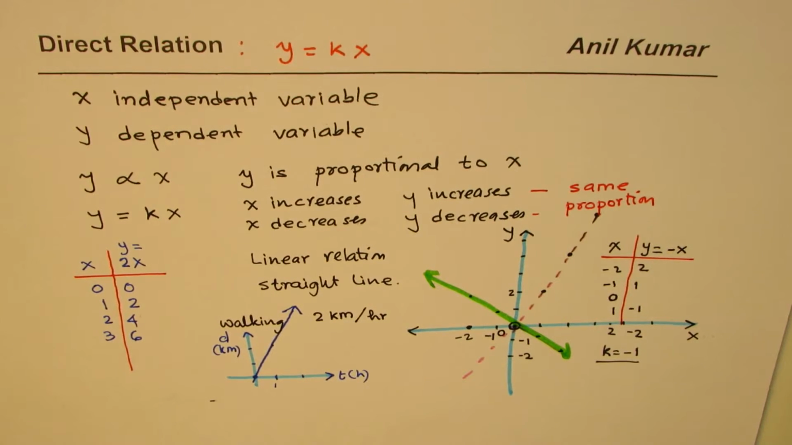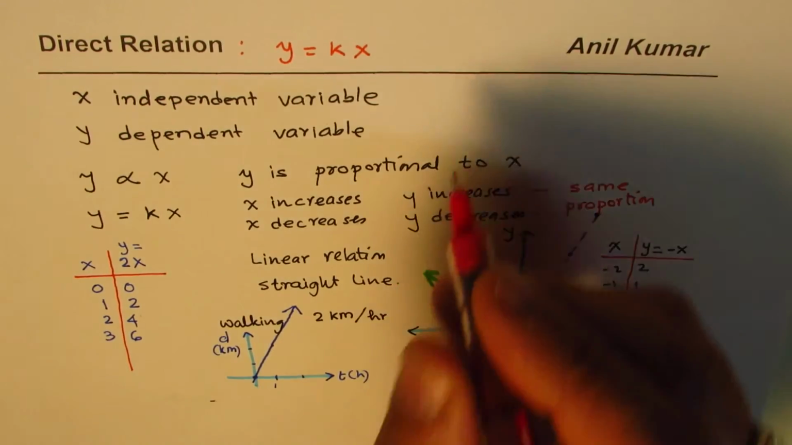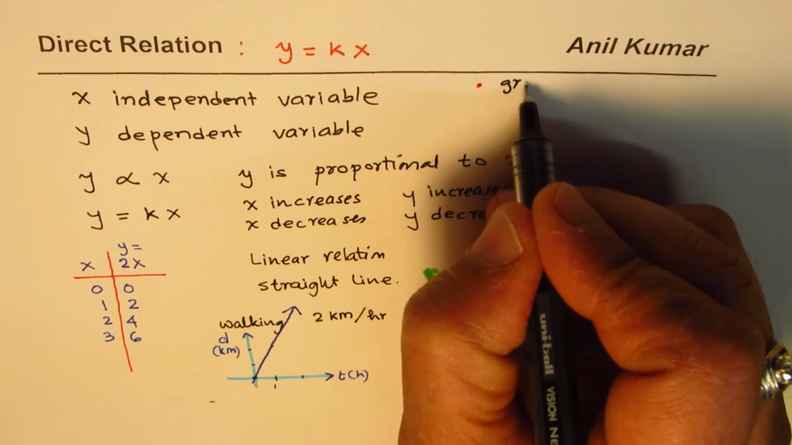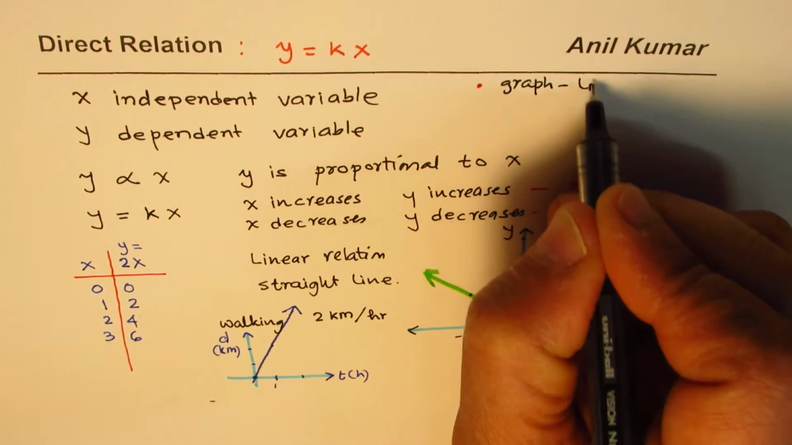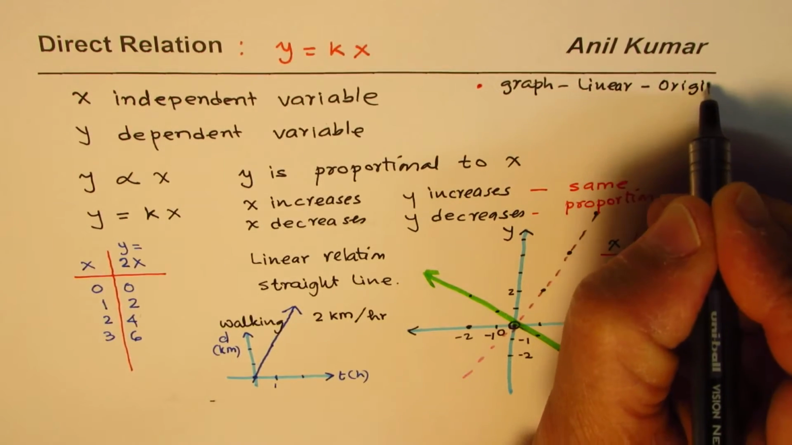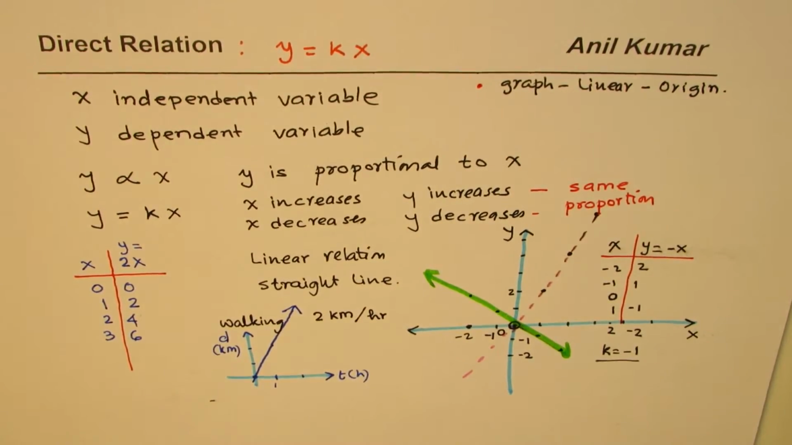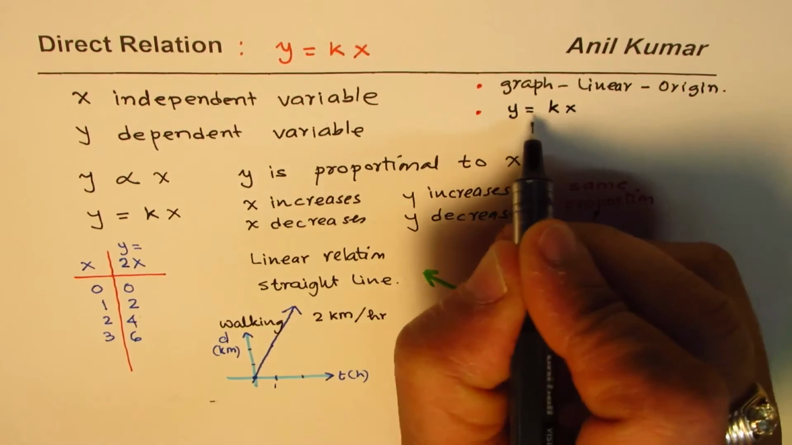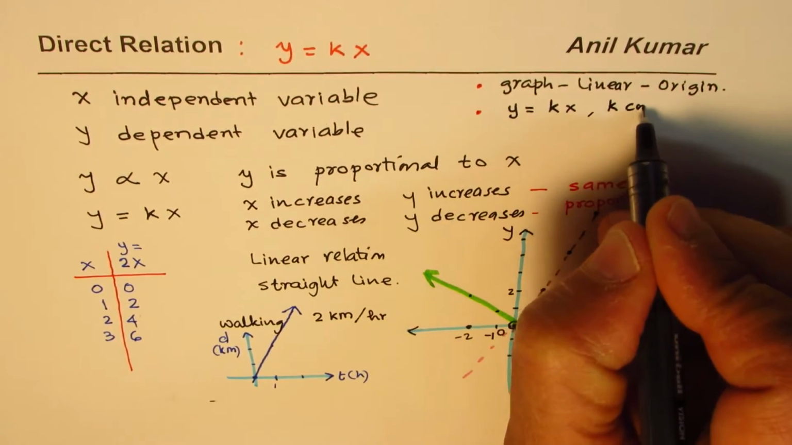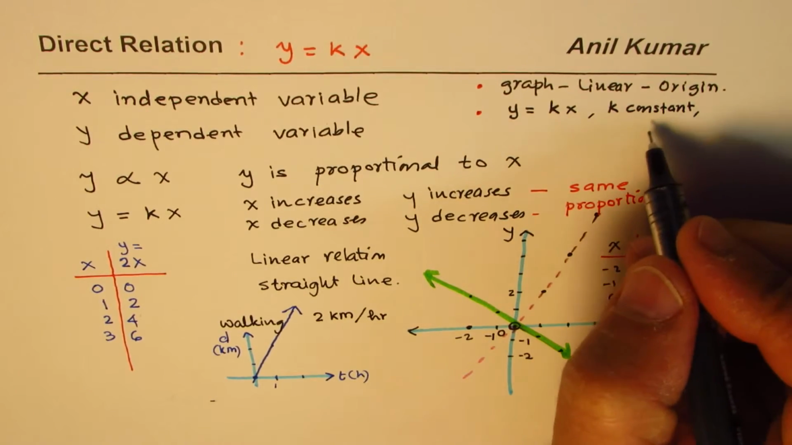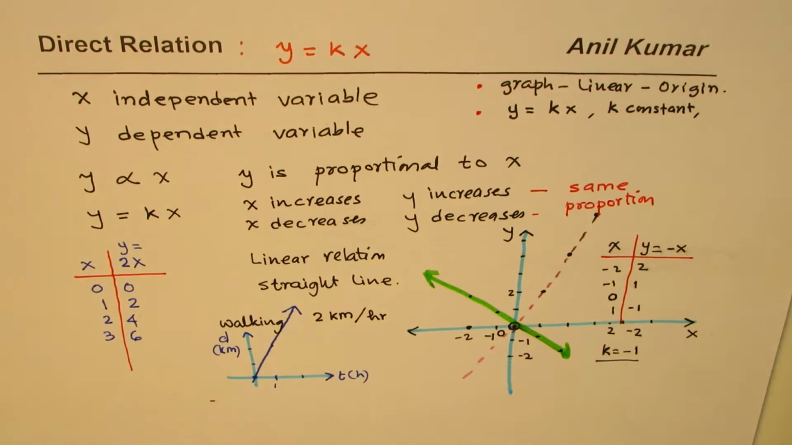So what we realize here, let me summarize, is that a direct relation will show a graph which is linear and which will include the origin. That is very important. And as far as the equation is concerned, we can write this equation as y equals k times x, where k is a constant. k could be any real number. It could be positive, negative, fraction, whatever.